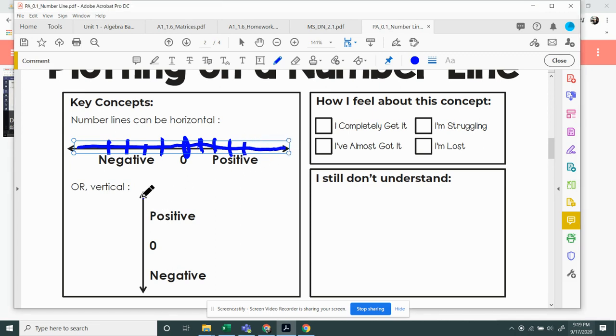But number lines, students, can also be vertical. And we might have a vertical number line if we're thinking about a sea level problem or a temperature problem. So we're still going to have at some point 0, and our positive numbers would be above 0: 1, 2, 3, 4. Our negative numbers would be below 0: -1, -2, -3, -4. So let's move on to some more activities about the number line.